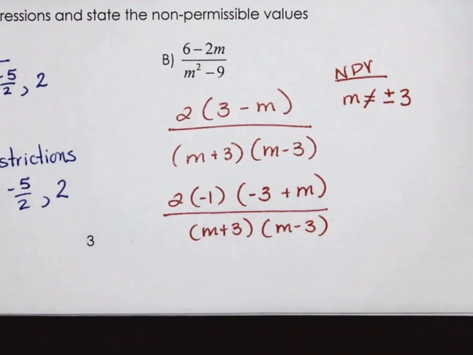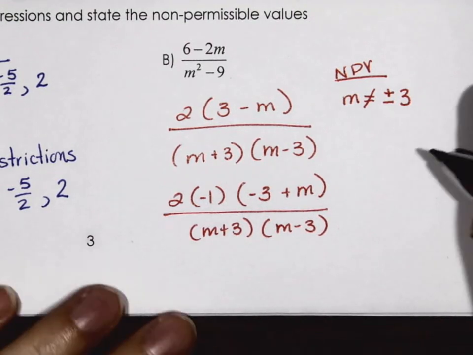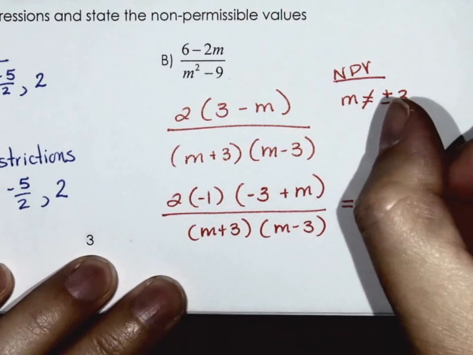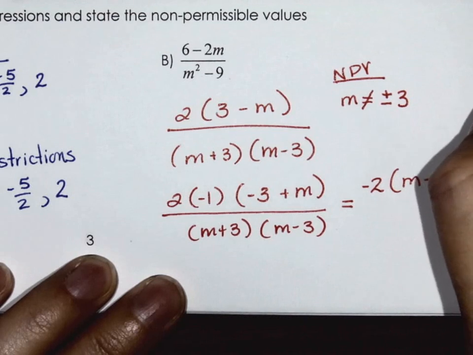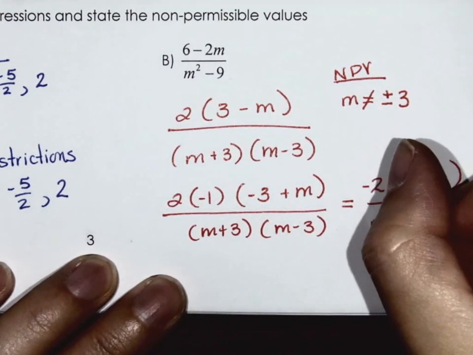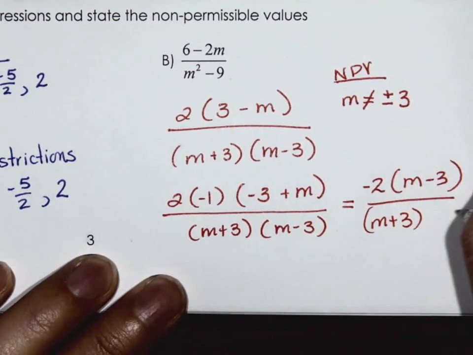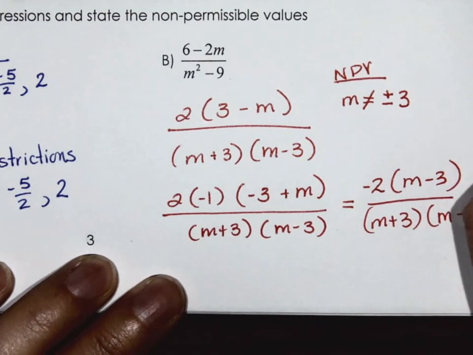Easy. Yeah, and it's a useful thing because you're going to see this a little bit. It's going to pop up places, I promise you. That's the same thing as saying -2 times m minus 3 over m plus 3 times m minus 3. We're not quite done yet.